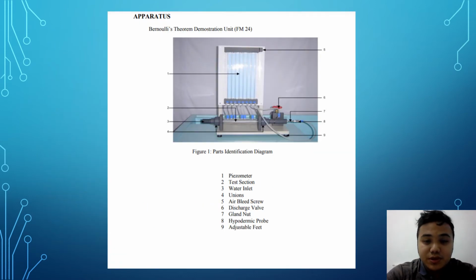As you can see in this picture, this is how the experiment is set up. This is the Bernoulli theorem demonstration unit, also known as FM24. Part one is the piezometer. Number two is the test section. Number three is the water inlet. Number four is the unions. Five is the air bleed screw, and six is the discharge valve. Seven is the gland nut. Eight is the hypodermic probe, and nine is the adjustable feet.